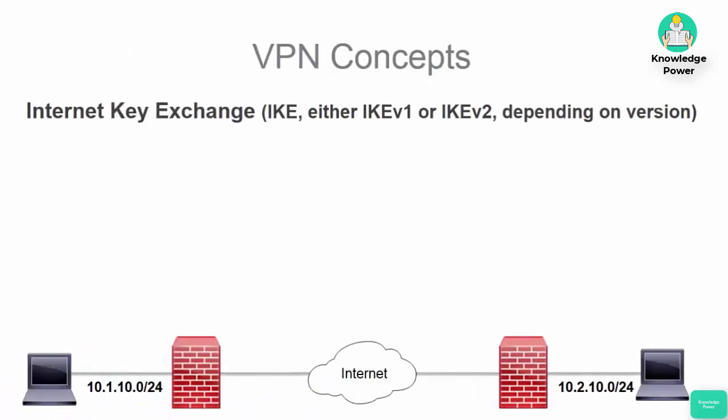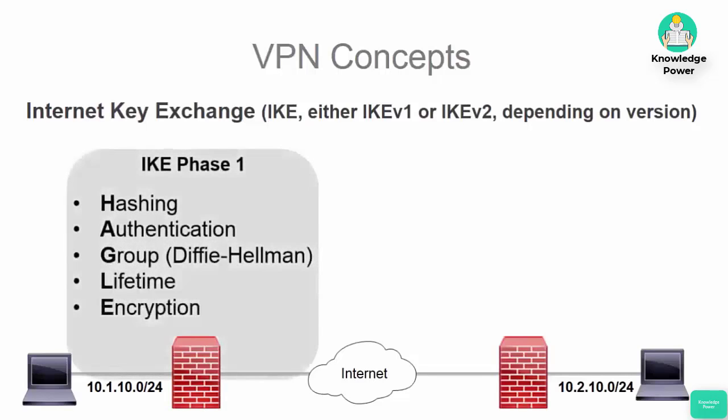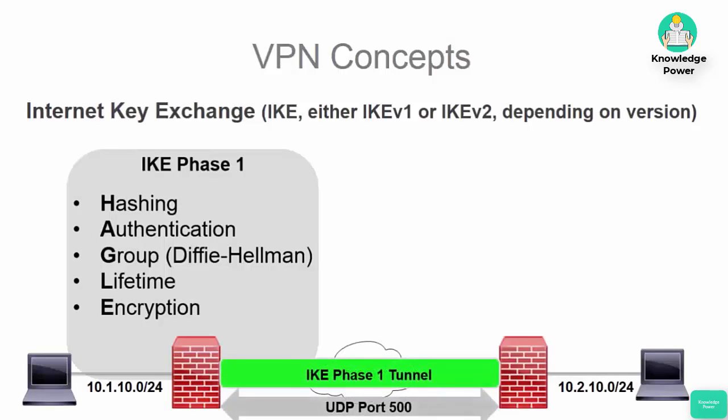Internet Key Exchange is the protocol used to set up security associations in the IPSec protocol suite. IKE is broken up into two phases. In phase 1, hashing, authentication, DH group, lifetime, and encryption are negotiated. Once the phase 1 policies have been negotiated, the peers run the Diffie-Hellman exchange to create shared secret keys. Then the VPN devices will verify their peer identity with authentication, and after these exchanges, a secure phase 1 tunnel is built for future communication.